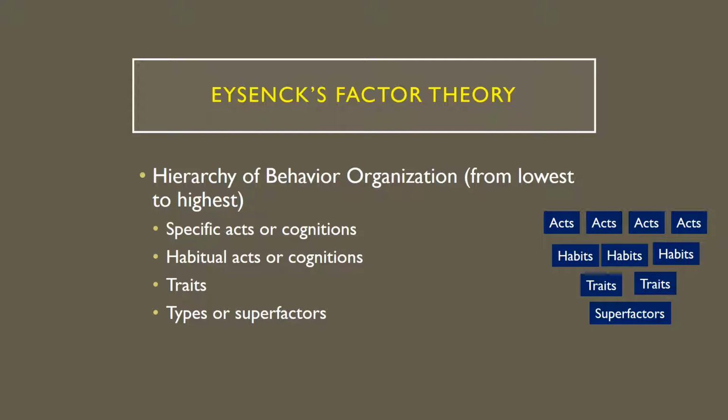An example of an act would be buying food. A habit would be regularly buying food for a party. The trait would be the individual has parties frequently and is often seen with groups of people. And that leads us ultimately to the superfactor. This individual is on the extrovert side of the extroversion-introversion continuum.